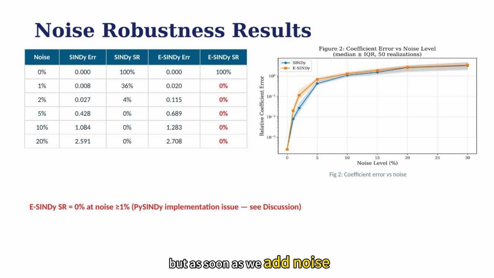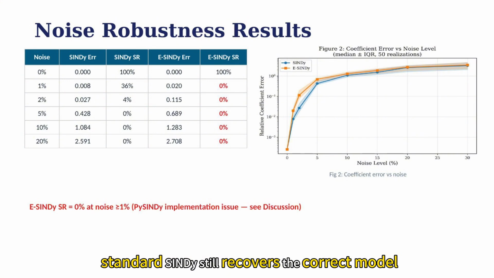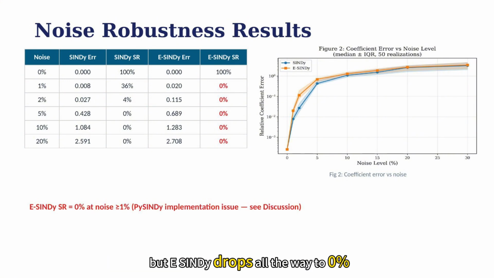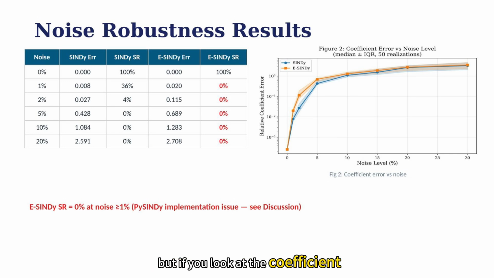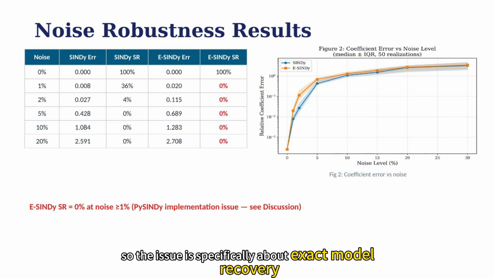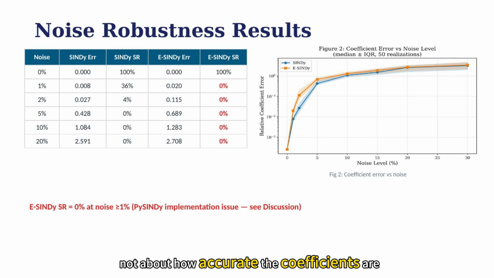But as soon as we add noise, things get really interesting. At just 1% noise, standard SINDy still recovers the correct model 36% of the time, but eSINDy drops all the way to 0%. At 2% noise, SINDy is at 4%, eSINDy still 0, and at 5% and above, both are at 0. Now this is actually really surprising, and it contradicts the original paper, which showed eSINDy should do better. I'll explain why this happens in a moment, but if you look at the coefficient error plot on the right, you'll notice the actual errors are very similar between the two methods. So the issue is specifically about exact model recovery, not about how accurate the coefficients are.